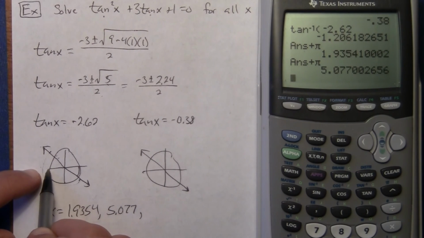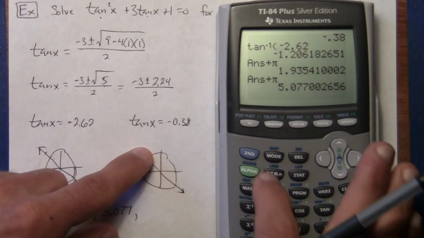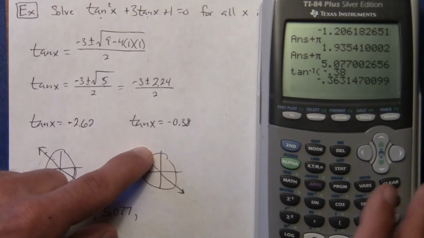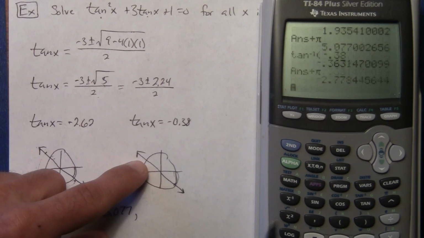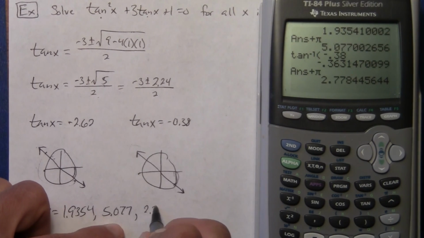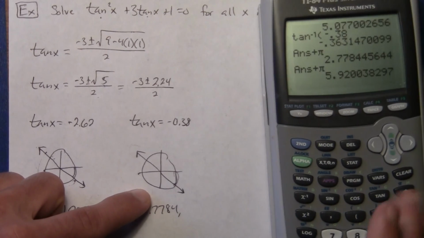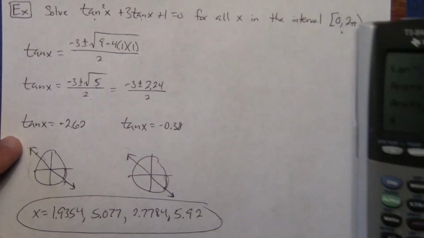Makes sense if you think about it. This is pi, this is 3.14, so 5 point something, that would make sense. If this is 3.14, 1.9, yeah, that probably makes sense. Do the same thing for this one, tangent inverse of negative 0.38. Hit enter. Again, that's giving you a negative answer. You don't want that, so you're going to add pi to it. And that'll give you this answer of 2.7784. Add another pi, or 180, to it. I say or 180, you can't actually add 180, but just so that you're thinking in terms of degrees or radians, it's 5.92. And there are your 4 answers for that one.